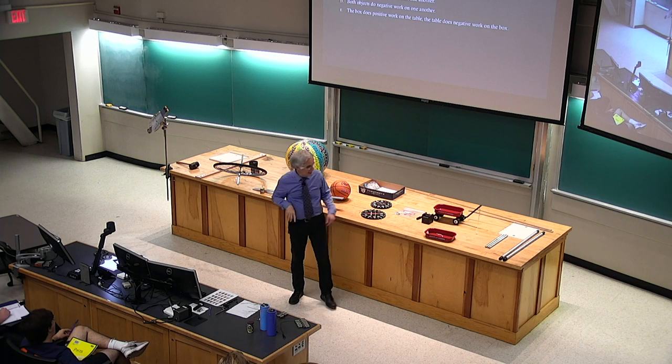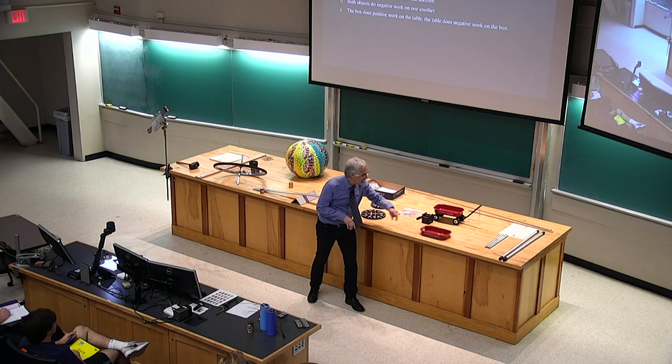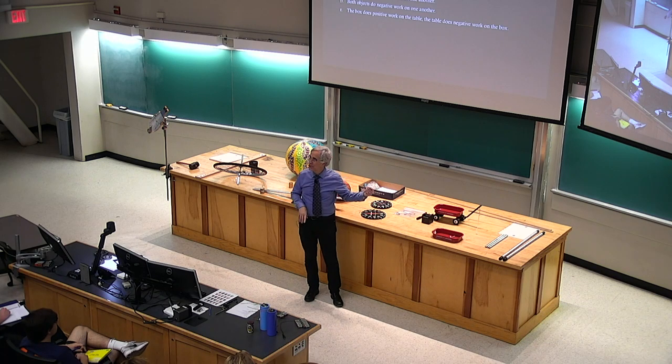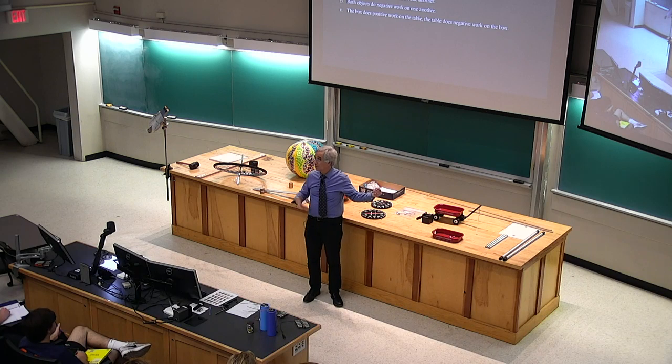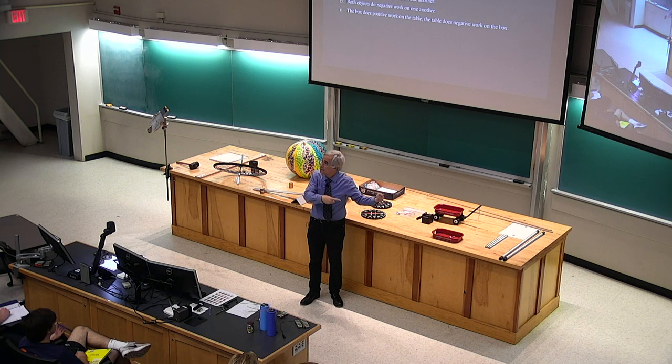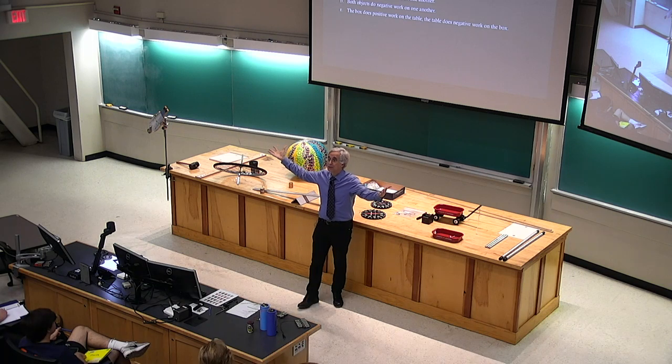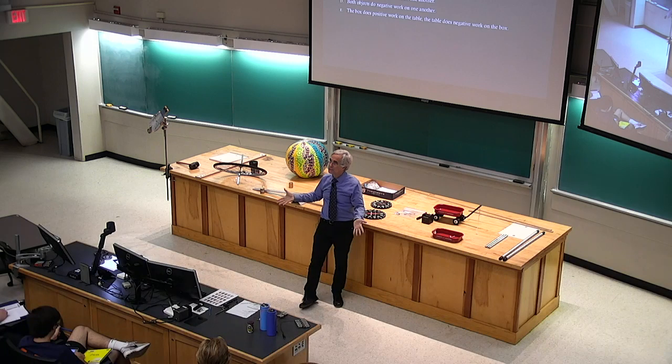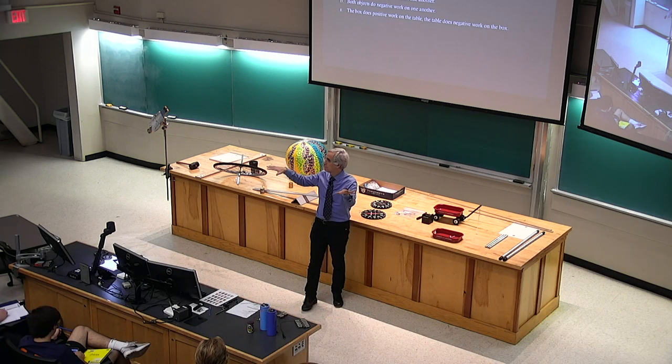When the box skids to a stop, the table is pushing the box to the left. You know that because it's slowing down. And the box is moving to the right. So the table is pushing the box in the direction opposite its motion. It's doing negative work on it. So that's for sure. The table really is doing negative work on the box. You're all okay with that?